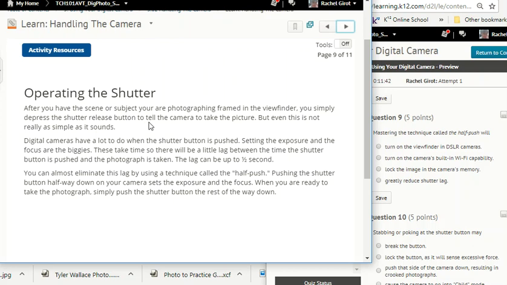After you have the scene or subject you are photographing framed in the viewfinder, you simply depress the shutter release button to tell the camera to take the picture. But even this is not really as simple as it sounds. Digital cameras have a lot to do when the shutter button is pushed. Setting the exposure and the focus are the biggies. These take time, so there will be a little lag between the time the shutter button is pushed and the photograph is taken. The lag can be up to half a second.